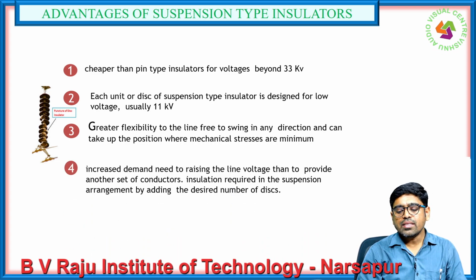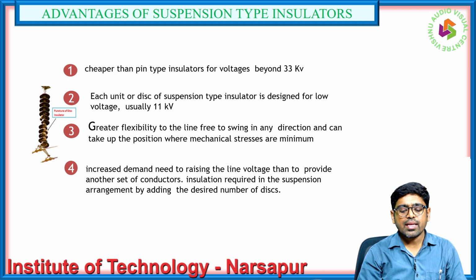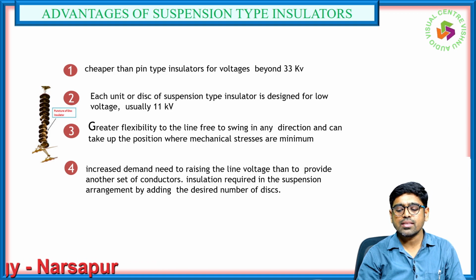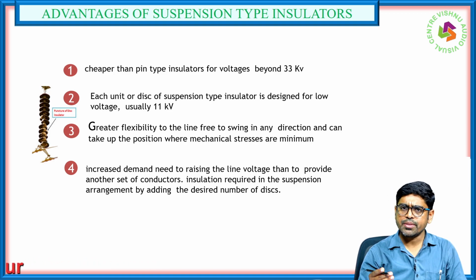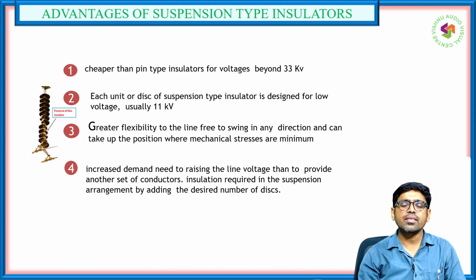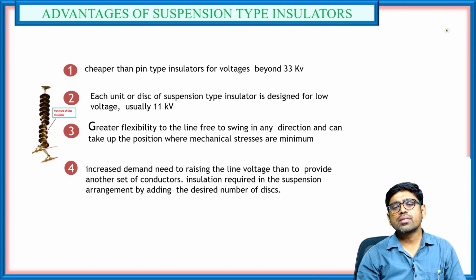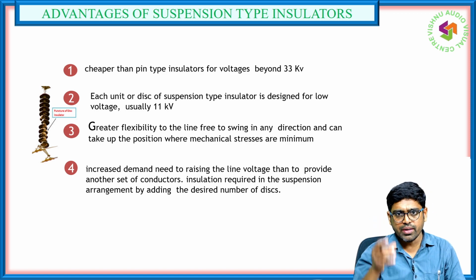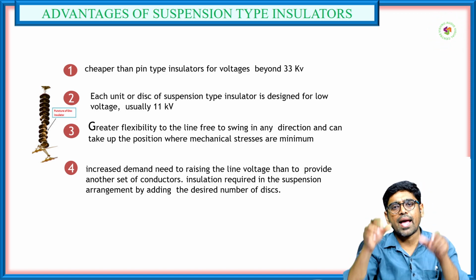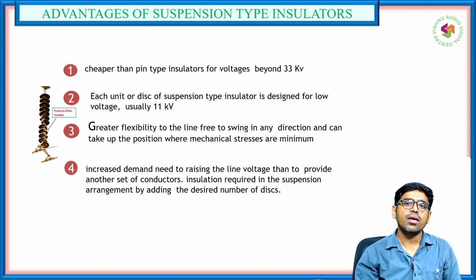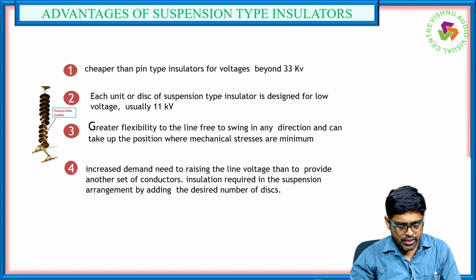And with increasing demand, when the line voltage needs to be raised, rather than providing another set of conductors, the additional insulation required in this suspension arrangement is obtained by adding the desirable number of discs. So if your transmission line is initially designed as a 66 kV transmission line, and later, due to increased demand, we need to extend this line to say a 132 kV line, then instead of one particular string, we connect a parallel string. Then we can increase the line capacity, even when the load increases.